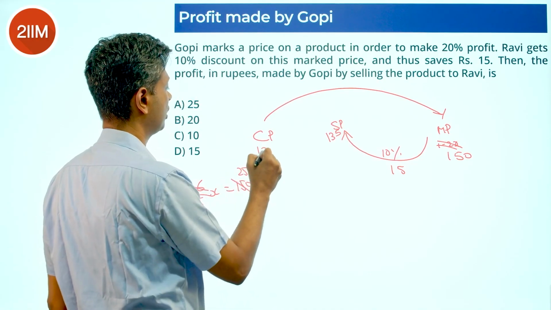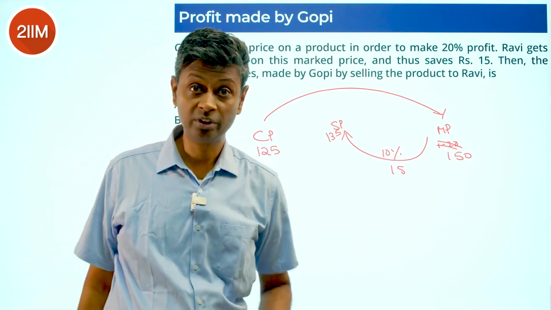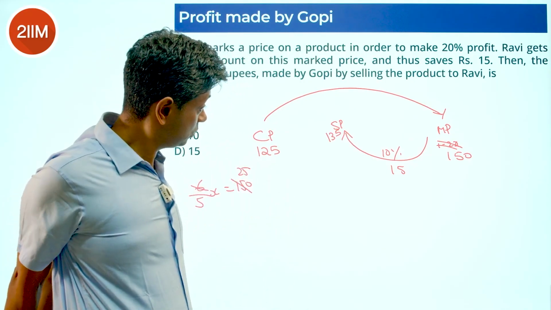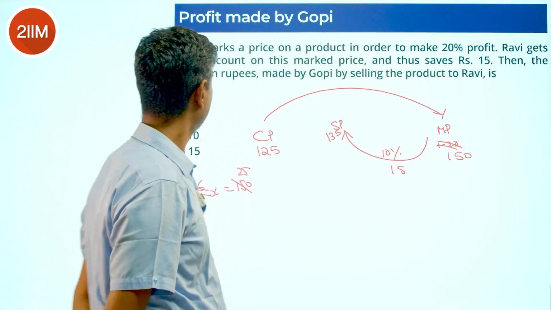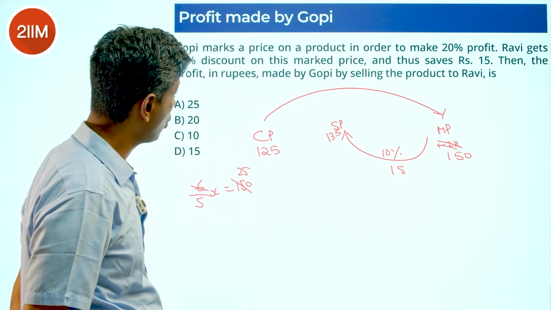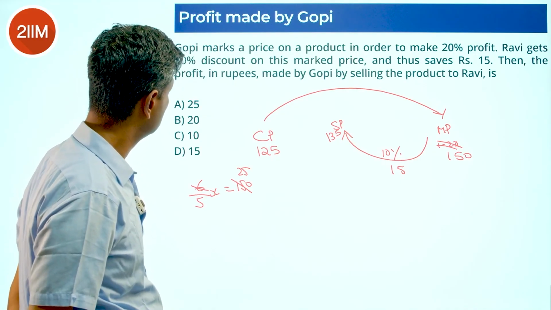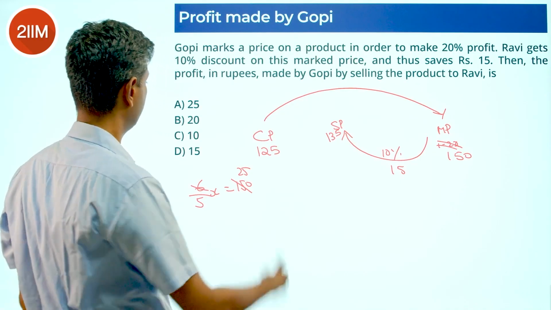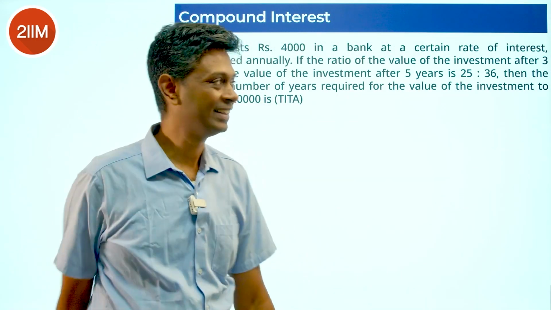25 times 5 is 125. Cost price is 125, marked up to 150, discount of 10%, coming up to 15 discount, sold off at 135. Nice. Then the profit in rupees made by Gopi by selling the product to Ravi is 125 to 135, 10 rupees. Done. I thought there would be one more step.